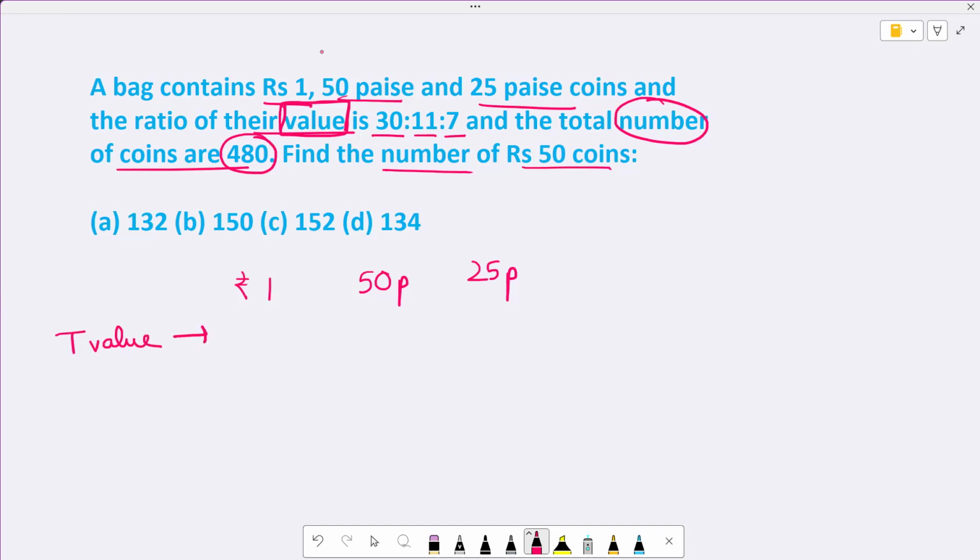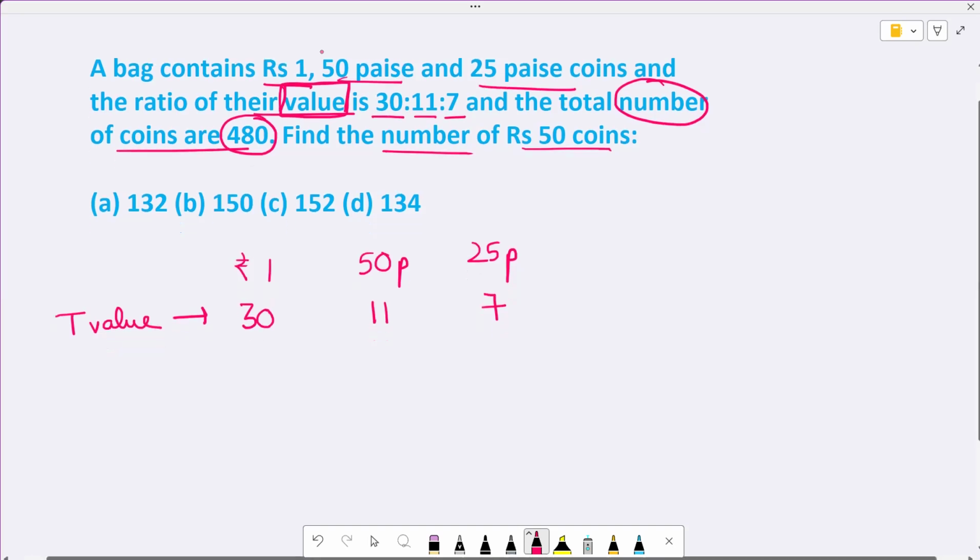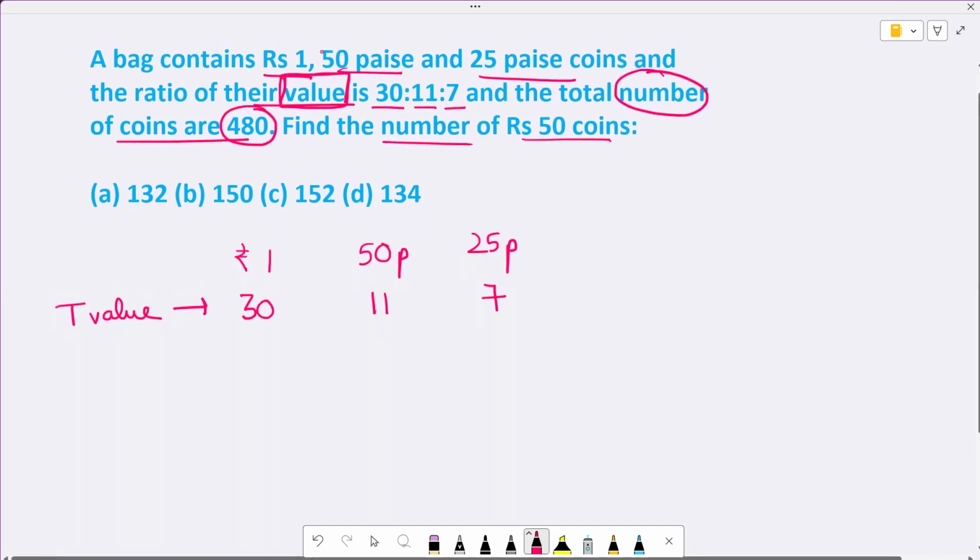So total value, what will be the total value here? Now since it is given here, it will be 30, ratio 11, ratio 7. Which means here we are talking about rupees. Now we'll imagine that the value is this itself and not multiples etc. For now we are just taking it so that we can easily calculate.